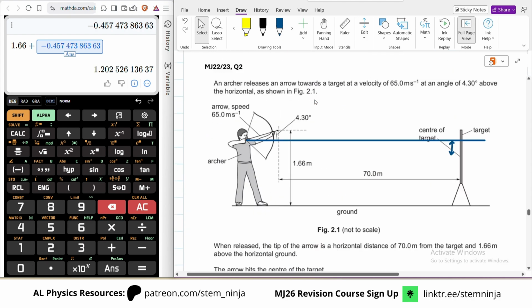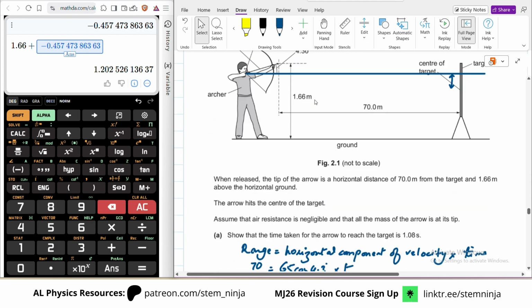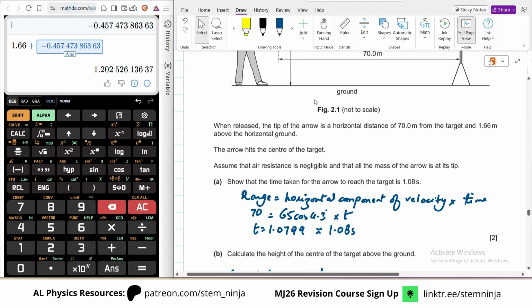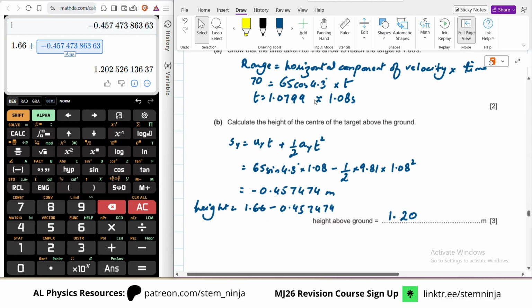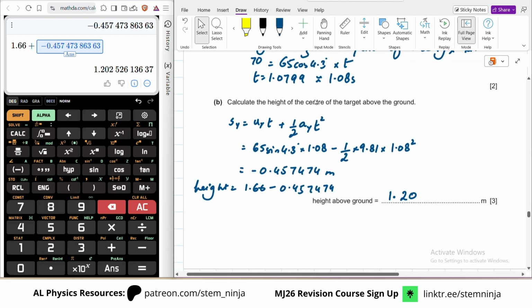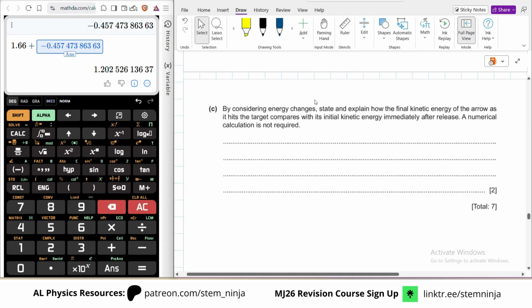Why? Because they're all in 2 or 3 significant figures, so let's keep it in that form. Alright. By considering the energy changes, state and explain how the final kinetic energy of the arrow as it hits the target compares with its initial kinetic energy immediately after the release. A numerical calculation is not required.